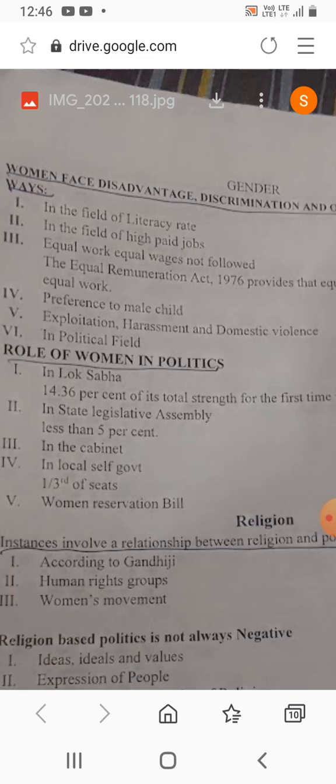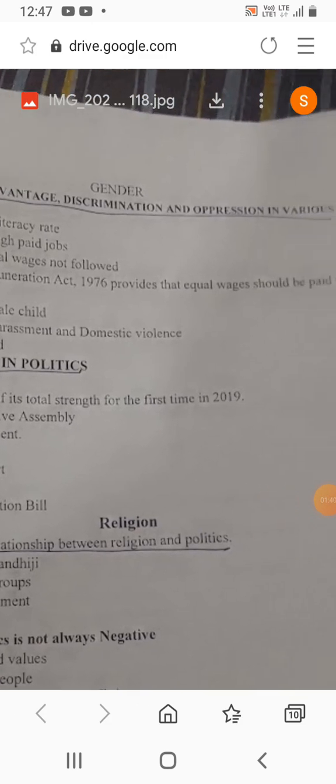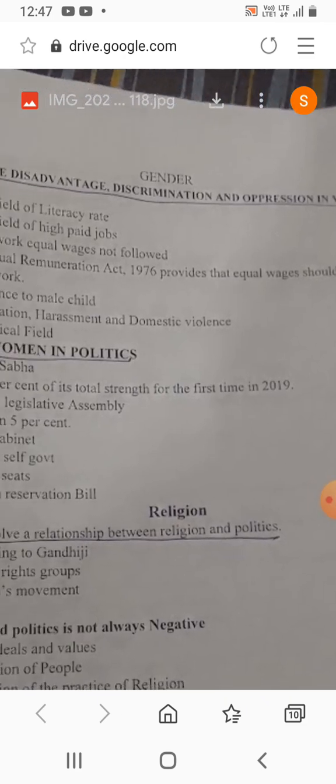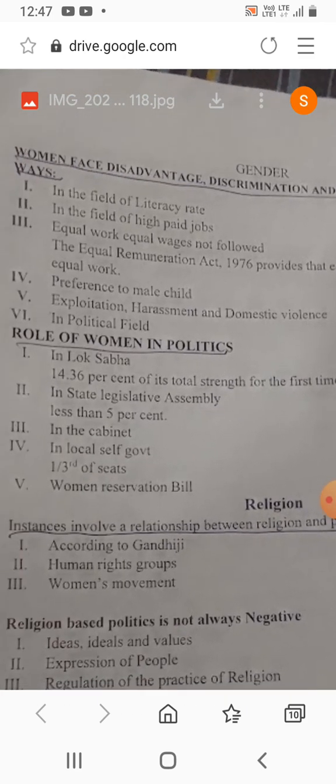So in the high paid jobs, how women face discrimination. This will be your key point or your point heading. Then, equal work, equal wages not followed. Suppose this point heading. For this point heading you have to keep an eye on one important key fact, that is the Equal Remuneration Act 1976. It provides equal wages should be paid for equal work. Equal work, equal wages not followed.